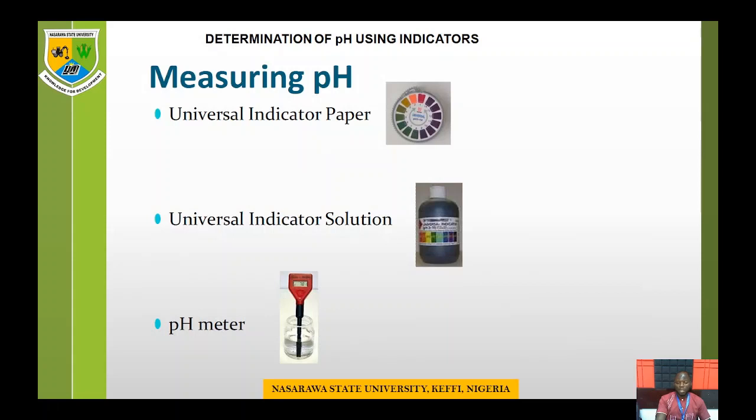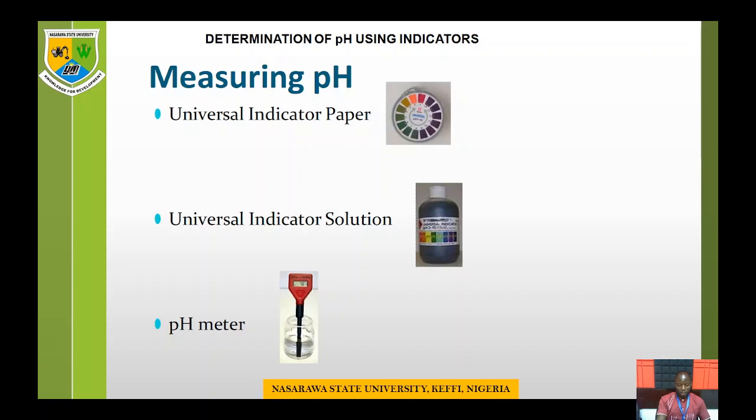So, determination of pH using indicators. Indicators are dyes that are used to check whether a solution is acidic or alkaline, and the principle is based on the fact that the concentration of hydrogen ions and hydroxide ions tend to cause some natural dyes to change from one color to another.